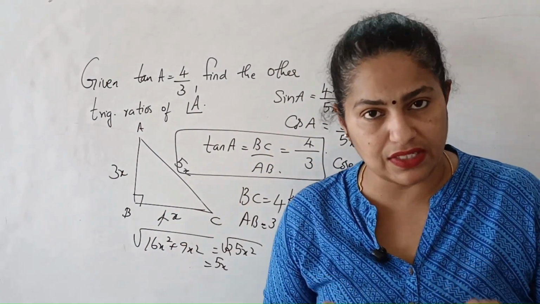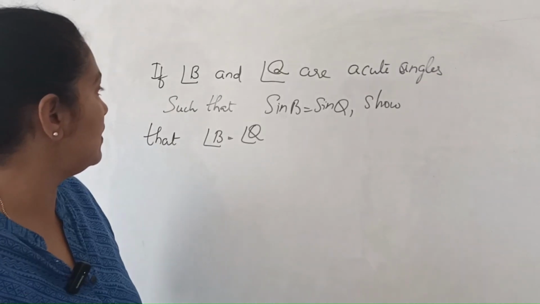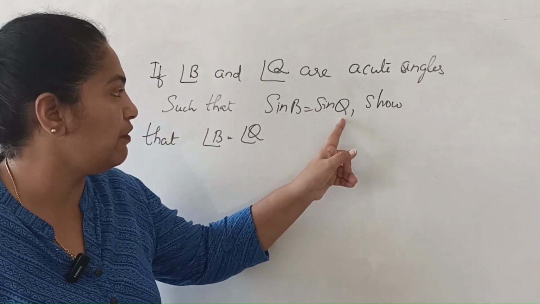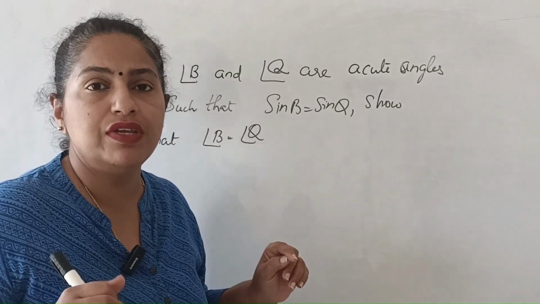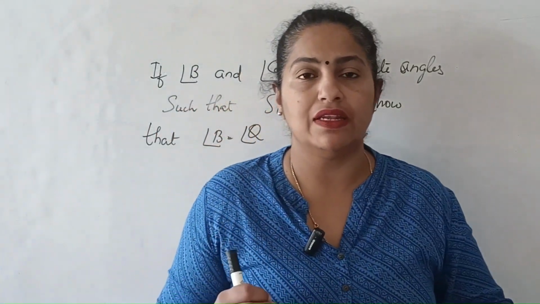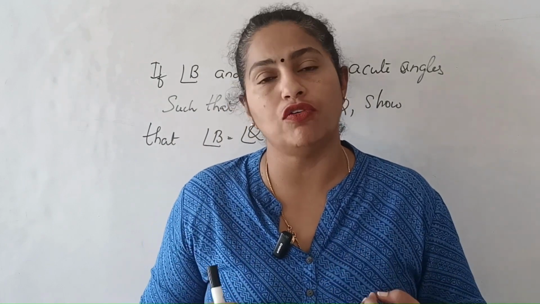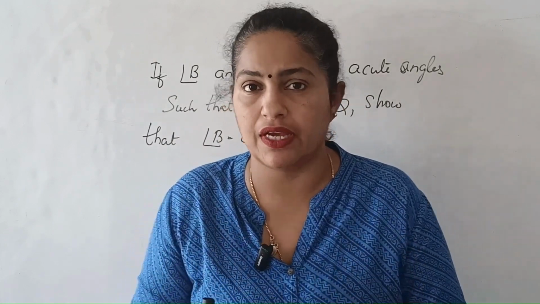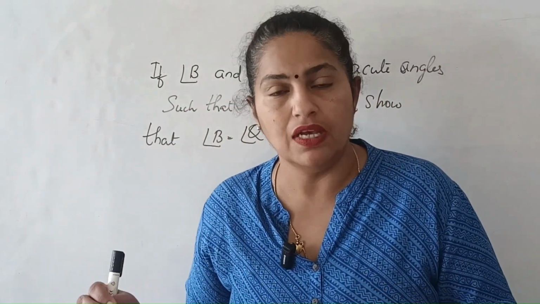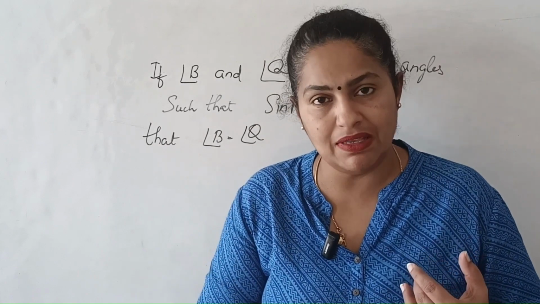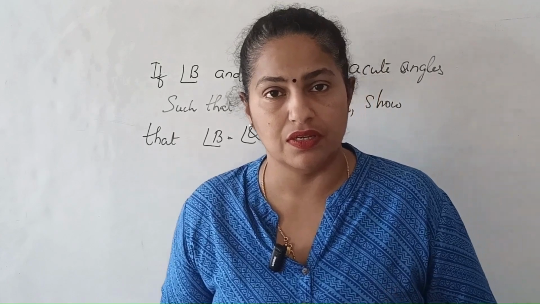If angle B and angle Q are acute angles such that sine of B is equal to sine of Q, show that angle B is equal to angle Q. Now, we are given two angles and it is said that the sines of those angles are equal. We need to prove the equality of the angles. Now, you need to understand that angle B and angle Q belong to two different triangles. So, let us name the triangles ABC and PQR and start with how to prove it.